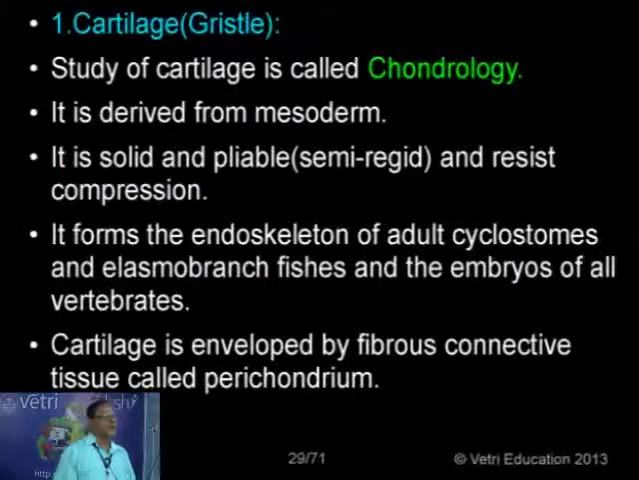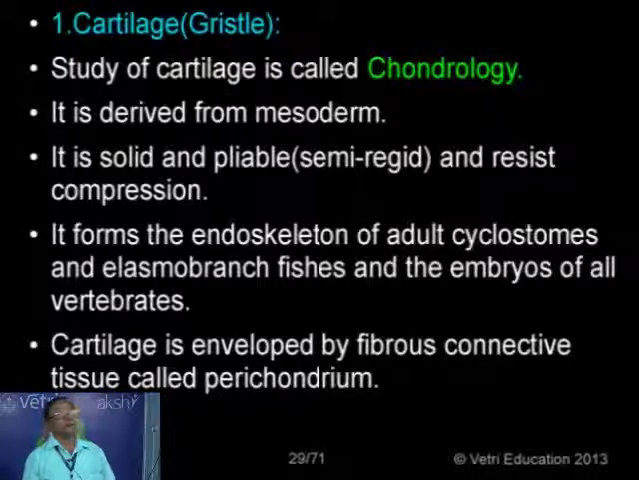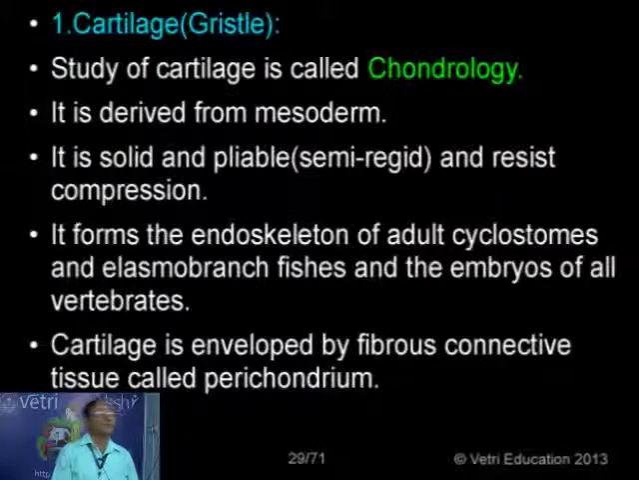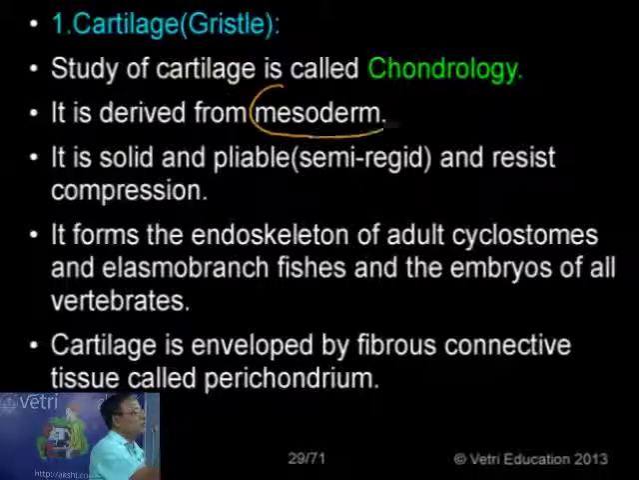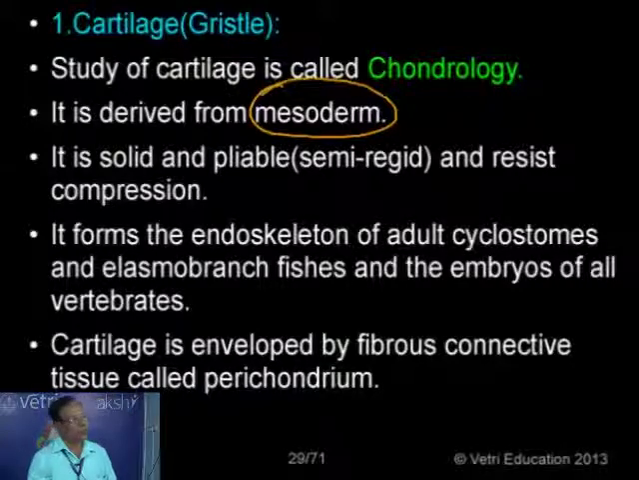Normally the general term used for cartilage is gristle. The cartilage is otherwise called gristle. We have different fields of biology. Likewise here, the study of cartilage is called chondrology, because the cells are made up of the substance, the matrix chondrin. The cells are called chondrocytes. That's why the name is given, chondrology, the study of cartilage. As a general rule, it has been derived from the mesoderm, just like the muscles. So almost all the connective tissues have developed from the mesoderm only, irrespective of their nature, structure, and other abilities.